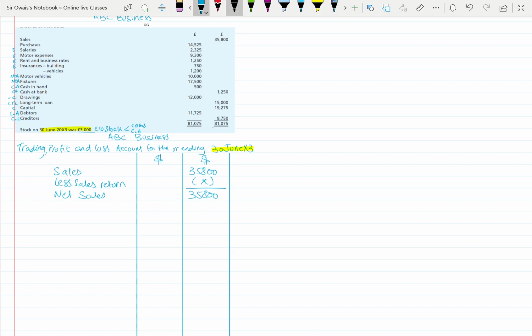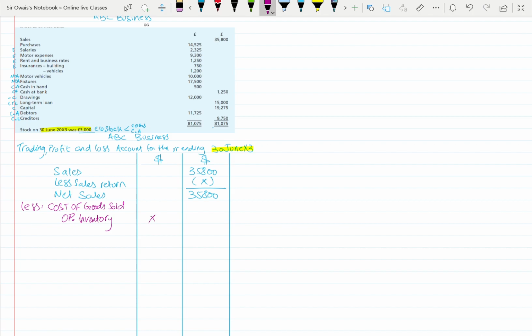Okay, let's go towards cost of goods sold. The first thing that comes in the cost of goods sold is your opening inventory. Opening inventory is the inventory that you have at the start of the year, the goods that are available to sell at the start of the year. So your opening inventory is not given in the question.